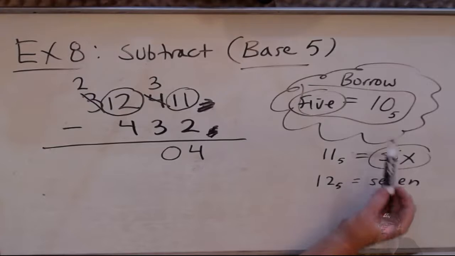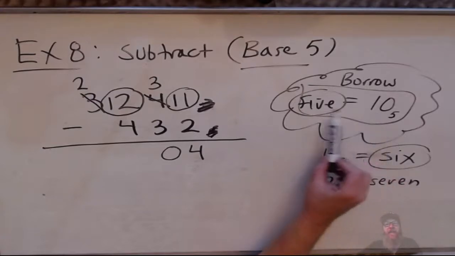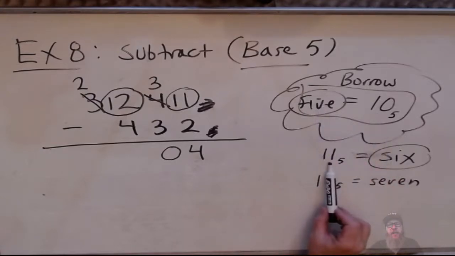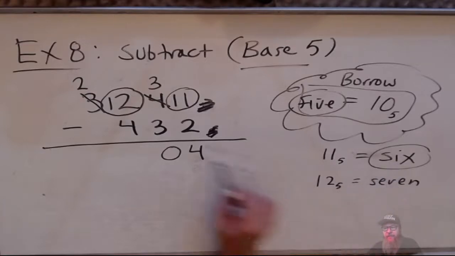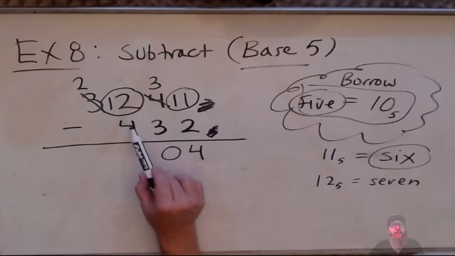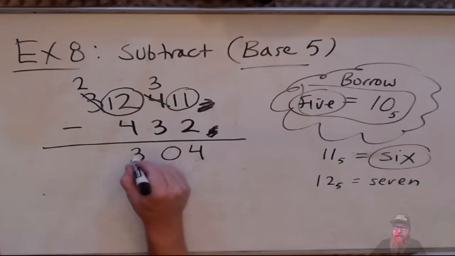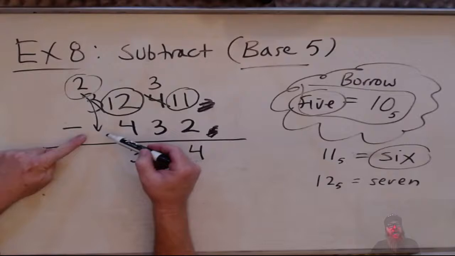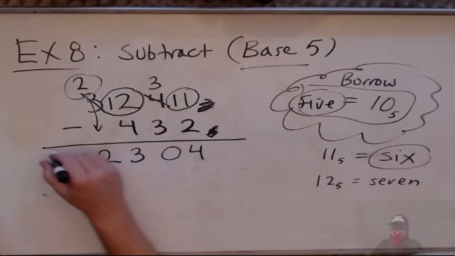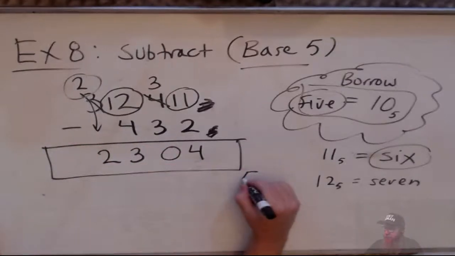Just look at the pattern. If the number that looks like 10 is 5, well, then the number that looks like 11 is 6. And then the number that looks like 12 is 7. So this is 7. 7 minus 4 is 3. And then the last digit is 2. You could think of this as 2 minus nothing, which comes out to be 2. And that's your number, base 5.